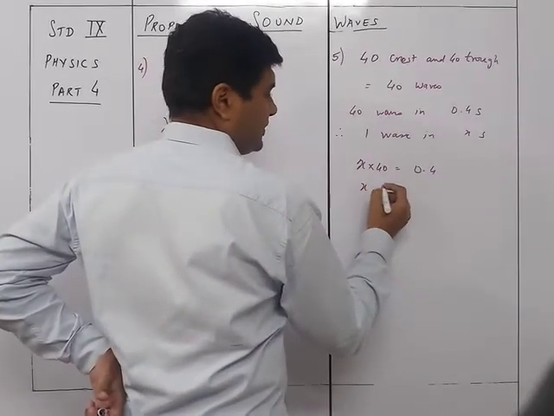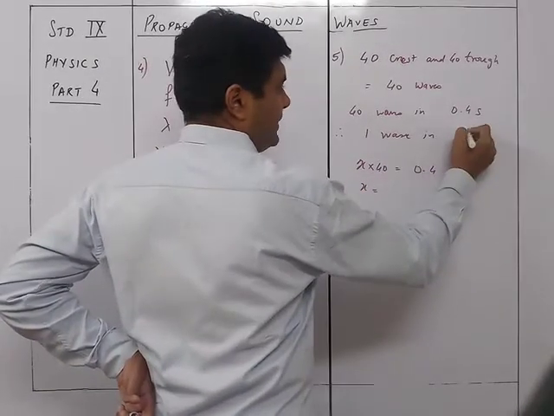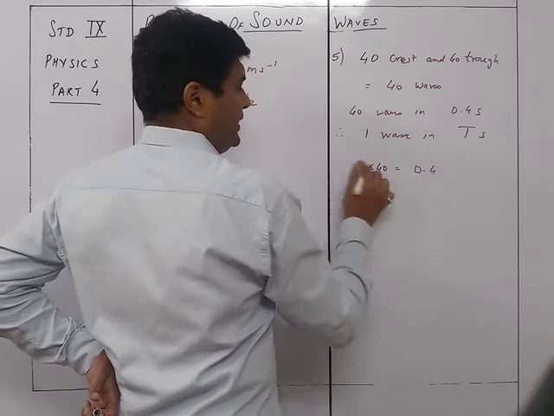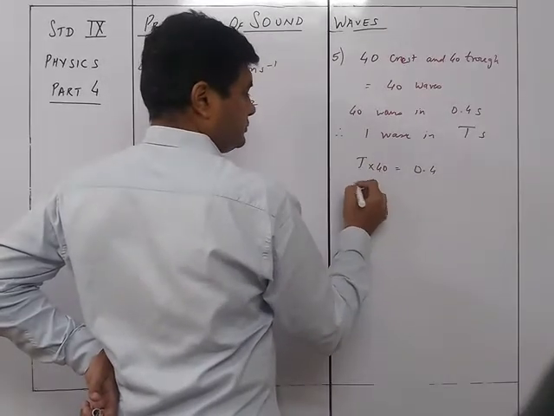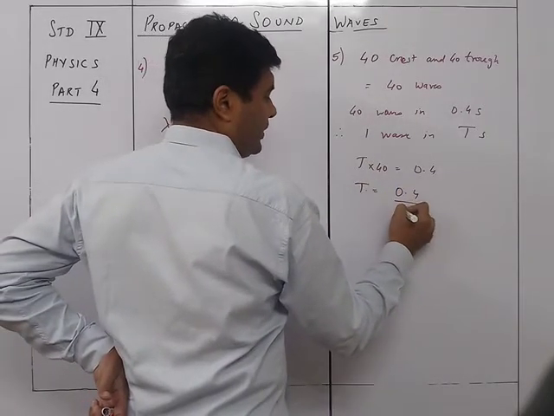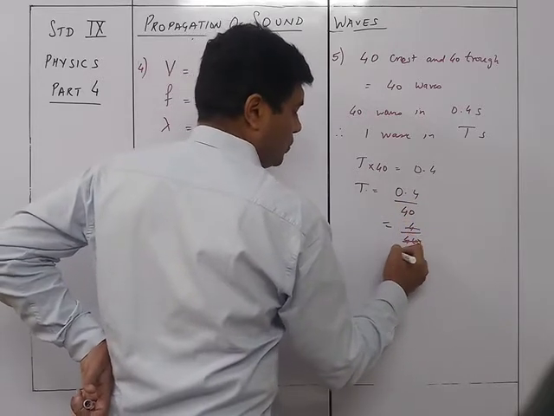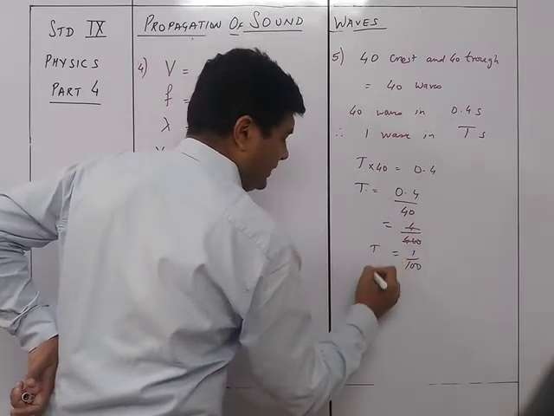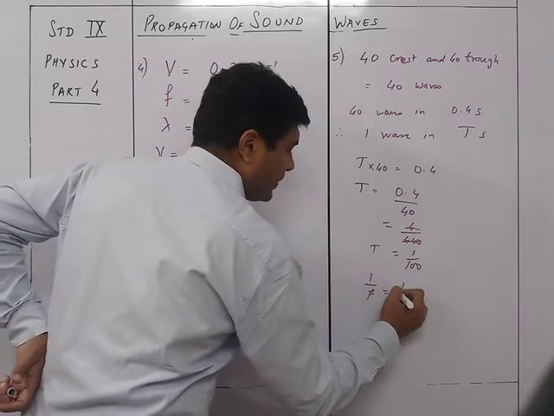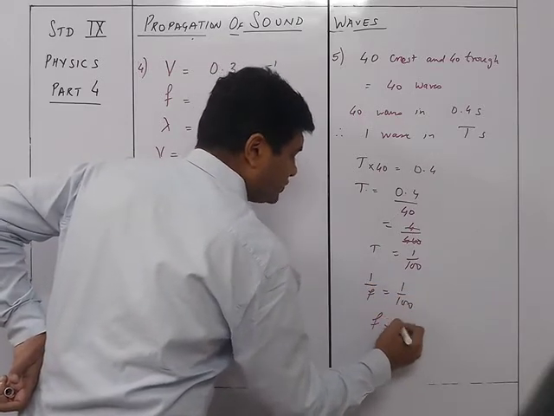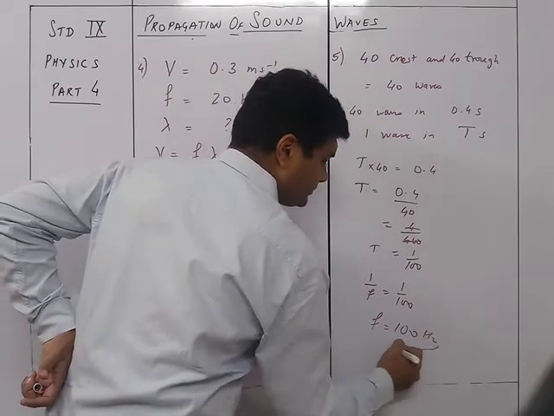So we have x is equal to, or we can say instead of x, updated time t. So over here t is 0.4 upon 40. So that is 4 upon 400, which is equal to 1 upon 100, which is equal to t. So 1 upon f is equal to 1 upon 100. So f is equal to 100 hertz.